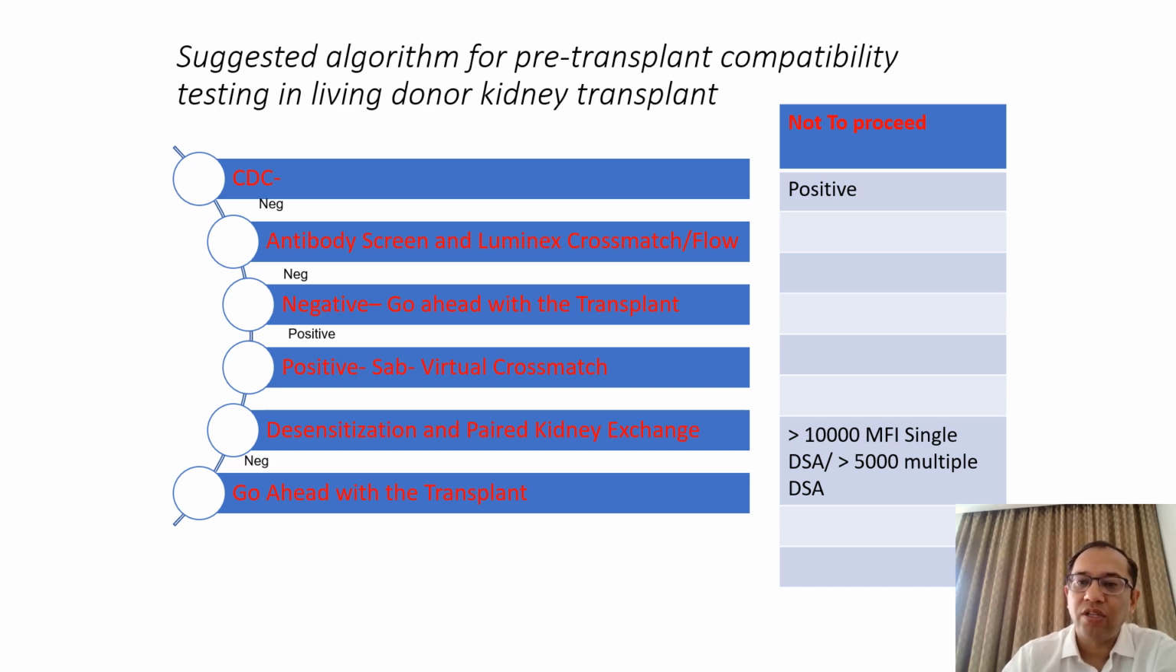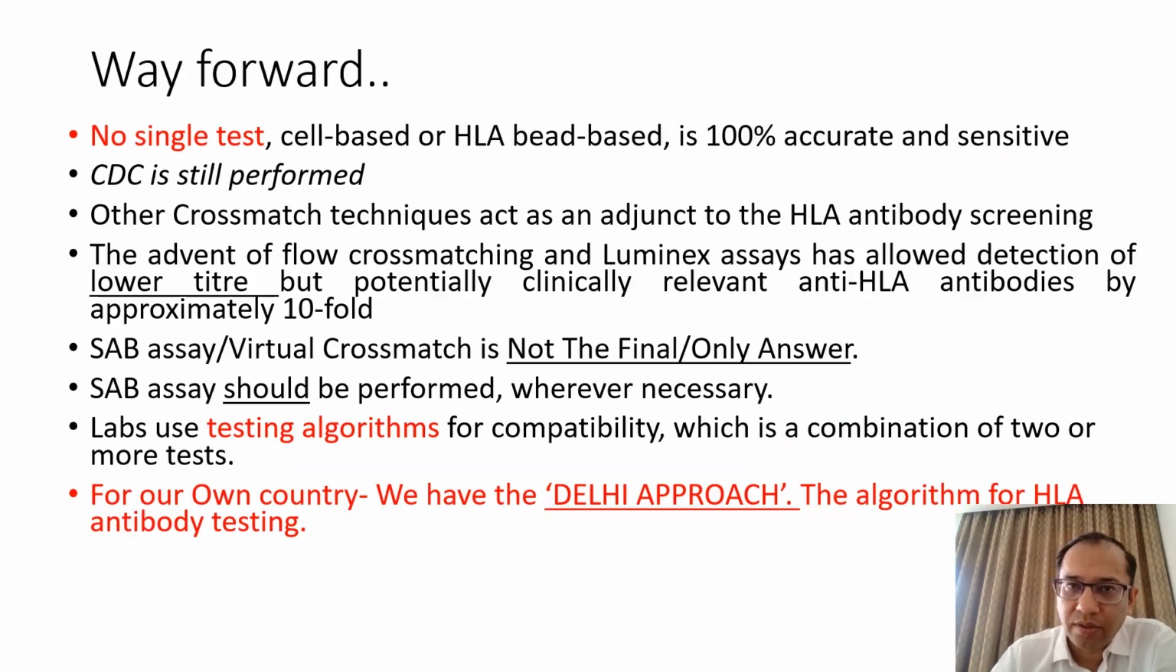Of course, dealing with a single antibody greater than 10,000 or multiple antibodies with greater than 5,000 MFI is a little difficult, but nowadays we have even dealt with antibodies of higher than 10,000, and we have successfully desensitized the patient, and the patient has gone ahead with the transplant.